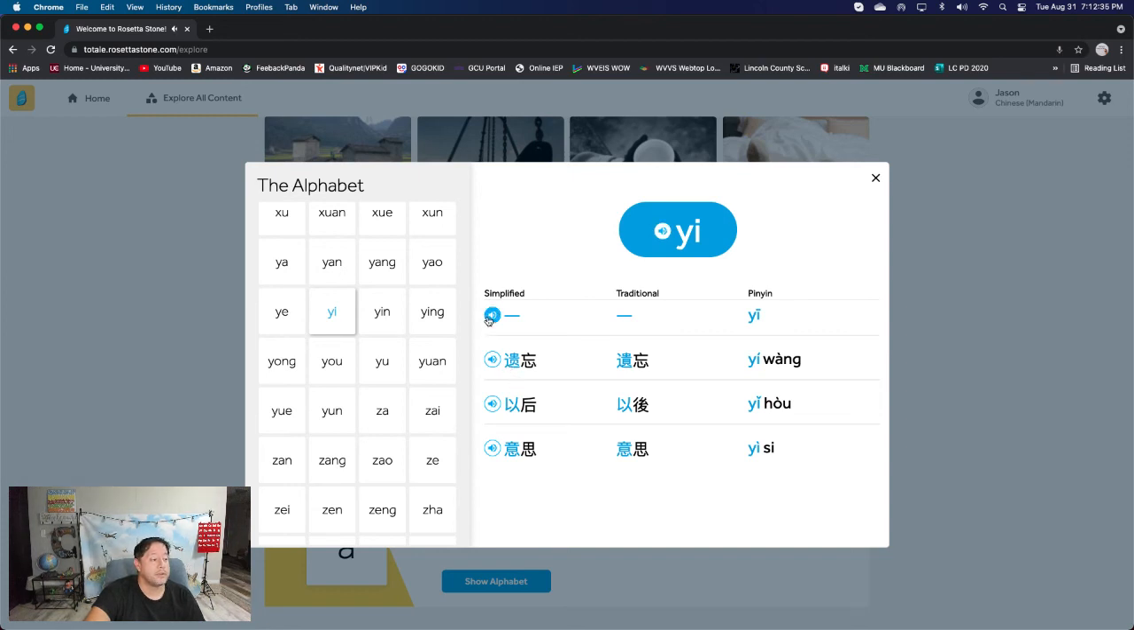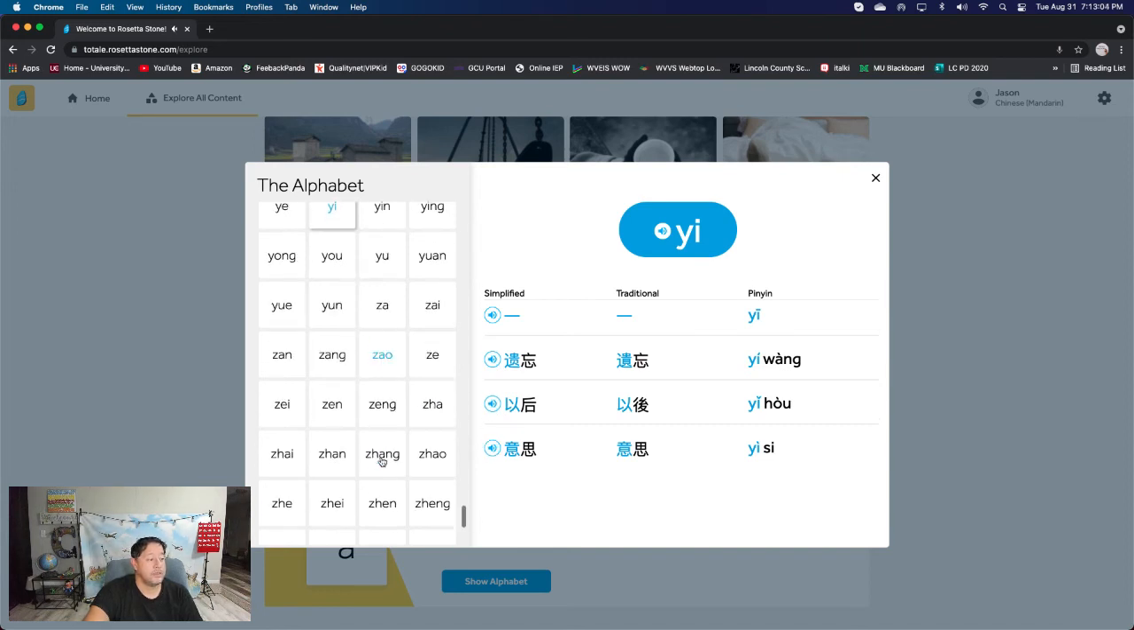一 Yi, yi. And according to the tone, that yi will mean something totally different. I did learn that. So you see 4 different ways of saying it. That's first, second, third, fourth tone. All 4 of those yis will mean something different. You can see here in the different symbols as well. 遗忘 Yi Wang, 以后 Yi Ho, 意思 Yi Xie.